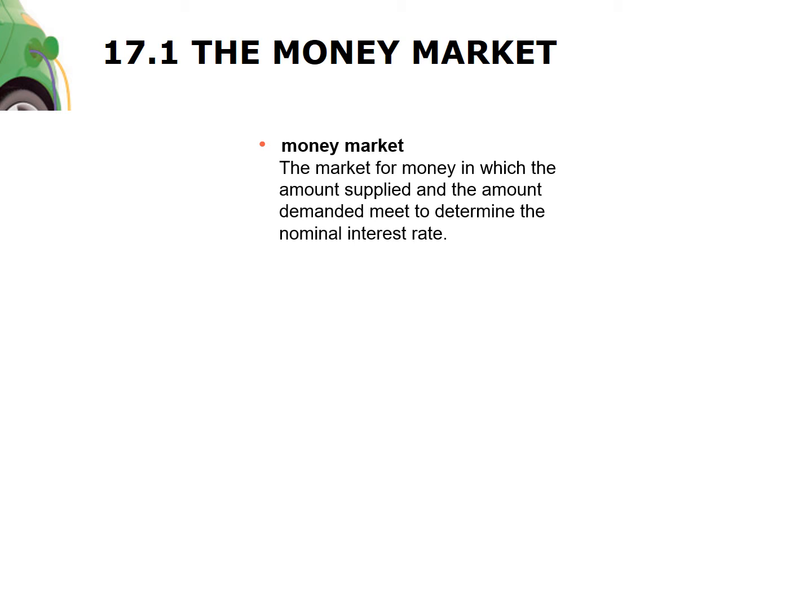So the money market. Money market is the market like any other commodity where the demand and supply of currencies interact and determine the nominal interest rate. So more formally, money market is the market in which the amount of money supplied and the amount of money demanded intersect, and at that equilibrium point, nominal interest rate is determined.